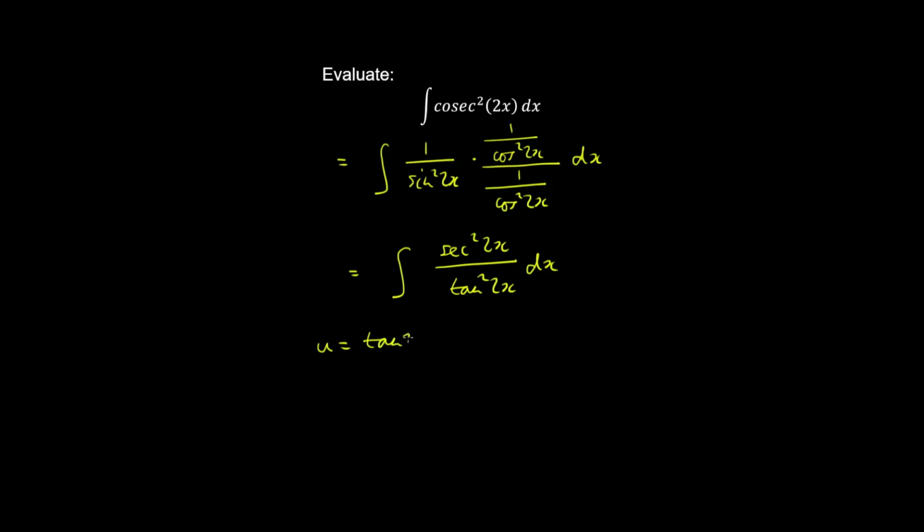So u is equal to tan 2x, and therefore du is 2 sec squared 2x dx. And we can substitute for this term in a numerator, so that gives the integral of du on 2, and in the denominator we have u squared. So integrating u to the minus 2 gives you u to the minus 1 on minus 1. So what we get is minus 1 half by 1 on u, which is 1 on tan 2x, or the cotangent of 2x plus c.